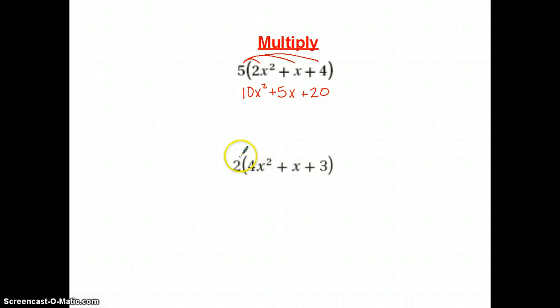Down below, I'm going to take the 2 and distribute to all 3 terms inside my parentheses. 2 times 4x squared is an 8x squared. 2 times positive x is a positive 2x. And 2 times positive 3 is a positive 6.